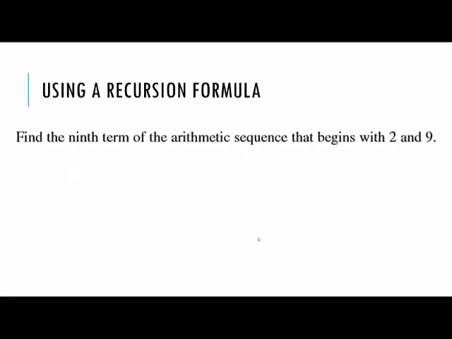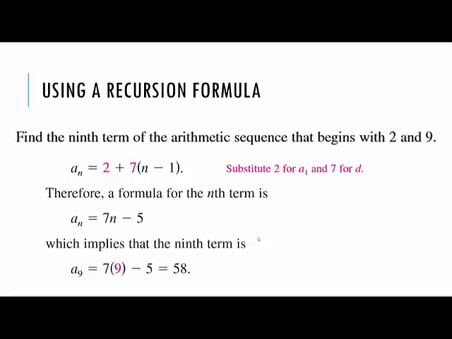Using a recursion formula, find the 9th term of an arithmetic sequence that begins with 2 and 9. The first 2 terms are 2 and 9. Therefore, they have a difference of 7. The initial term is 2. The next term is going to have a difference of 7. So your formula is a sub n equals 2 plus 7 times the quantity n minus 1. Now all I do is distribute the 7 through, and a sub n equals 7n minus 5. So then if you plug in 9 for n to find the 9th term, you get 58.